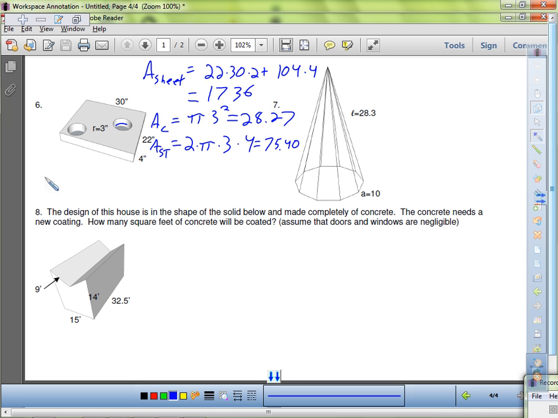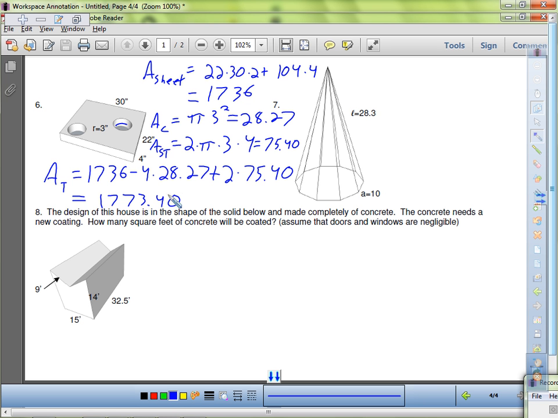So my area total is equal to the surface area of the sheet, which is 1,736, minus 4 of those areas of circles, one top and bottom, plus 2 of those strips, 2 times 75.40. I solve all of that, just plug it into my calculator, and I get 1,773.40. Now some folks may get something slightly different, which is actually more of a function of rounding than anything.